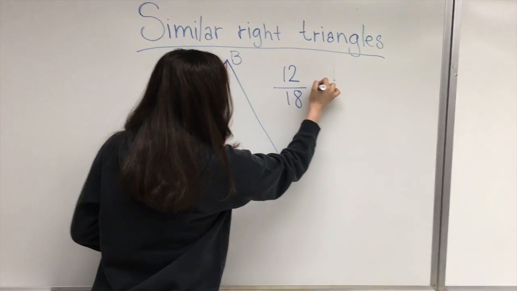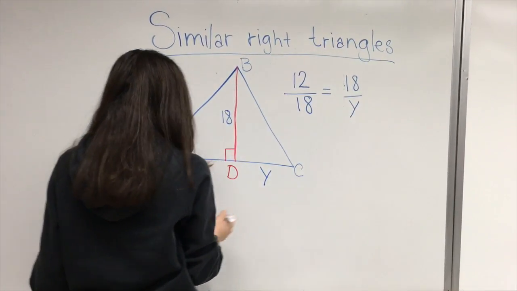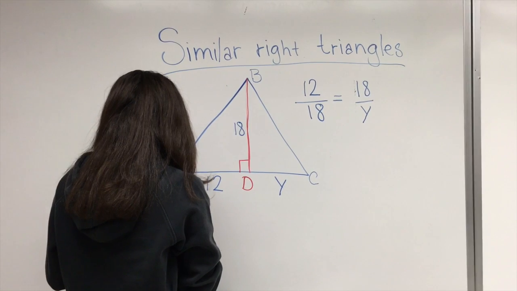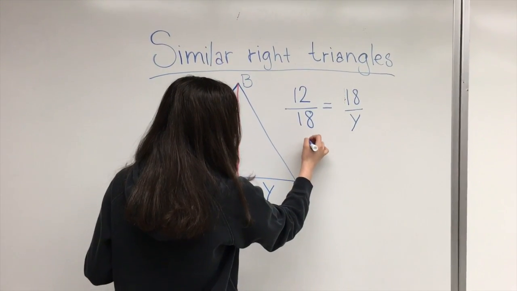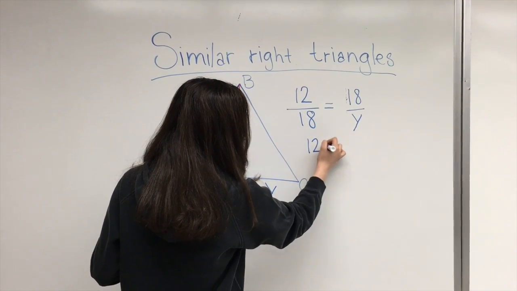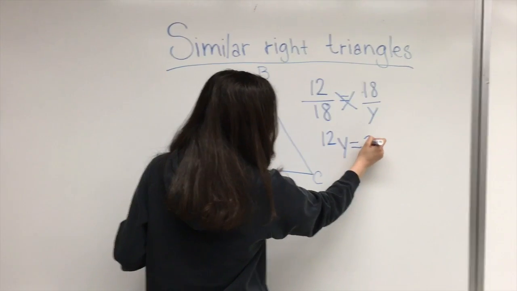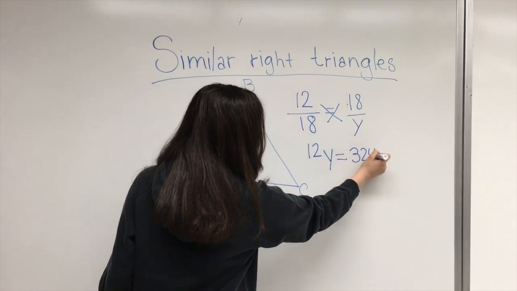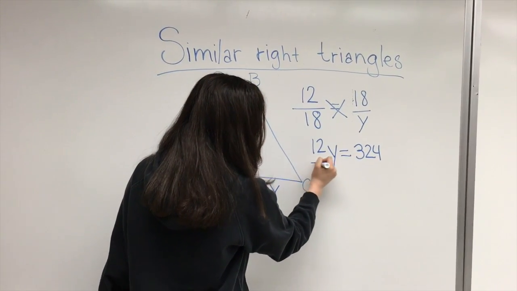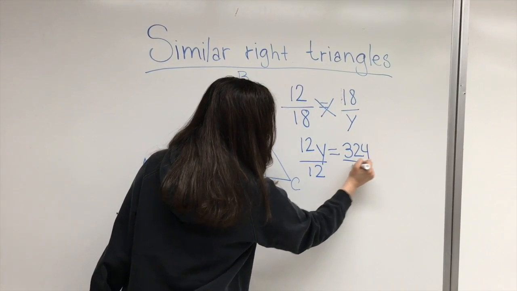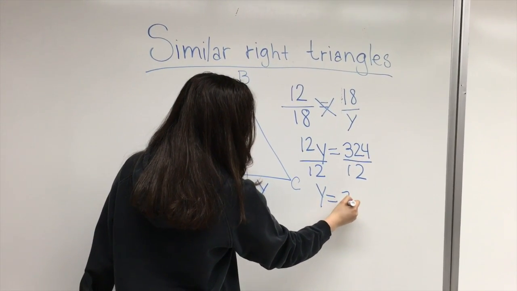Now, based on what we know about similar triangles, we're going to make a proportion with the values given for these two triangles. So we say that 12 over 18 is equal to 18 over y. Then we're going to simplify by multiplying 12 times y, which is 12y, and 18 times 18, which is 324. Now we're going to divide both sides by 12, and that gives us y equals 27.